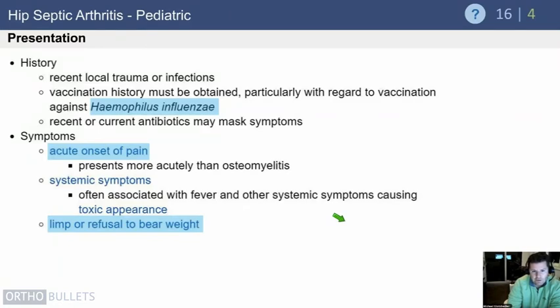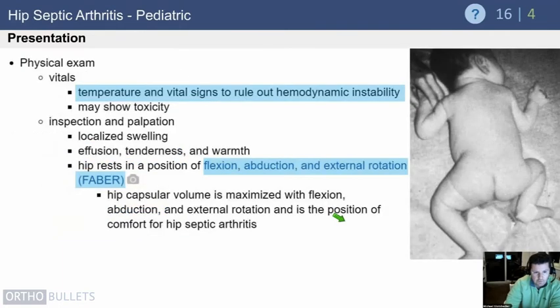These kids usually present very acutely with a lot of significant pain. And if they really are sick, which is not uncommon, they will have systemic symptoms. They will look toxic, they will look septic. One of the most common things is that little kids, when they have a septic joint, really do not want to walk on it, and they often just will refuse to walk on it. If you catch them early, their vitals may be okay, but if they're getting septic, they're going to have hemodynamic instability. They may become tachycardic, they're going to have fever, they may even become hypotensive.